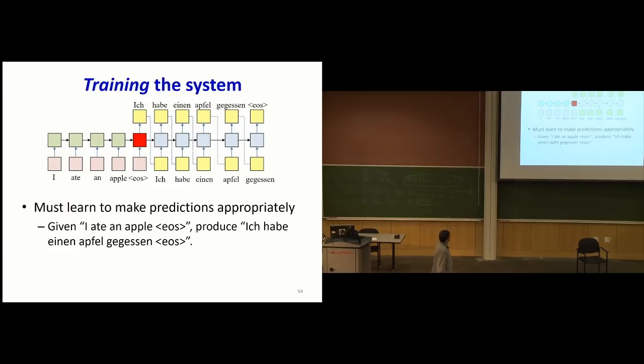But how do you learn it? So here's the problem. The training data is going to be something of this kind: I ate an apple, end of sentence. And the desired output is ich habe einen Apfel gegessen, end of sentence. So this is what you really have. In the ideal case, if the network were functioning perfectly, then after having seen I ate an apple, it would produce the word ich exactly. And then if you fed it ich, it would produce exactly the word habe, right?